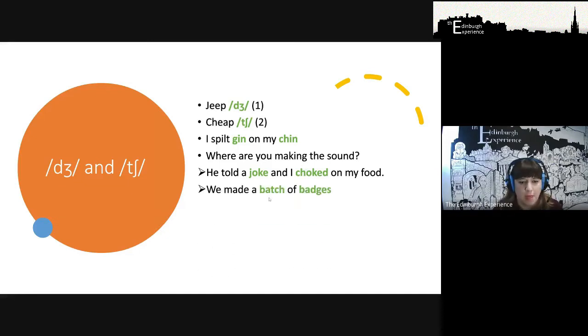Well done. Okay, we made a batch of badges. We made a batch of badges. Yeah, so the first sound is number 2, well done, and the second sound is number 1. Okay, here's a long one for you.